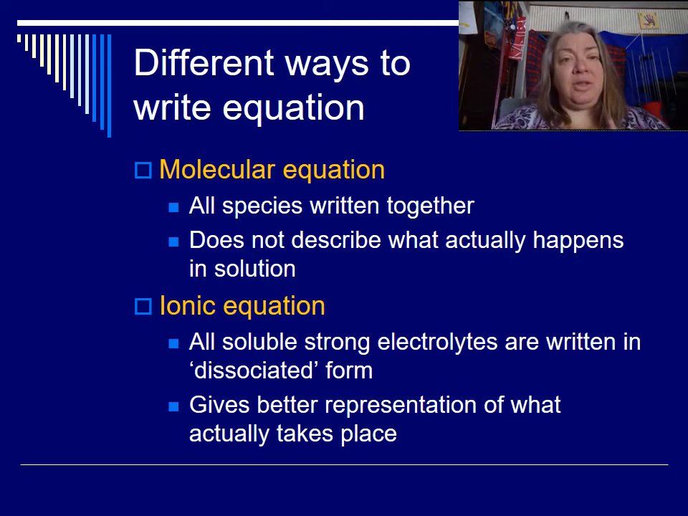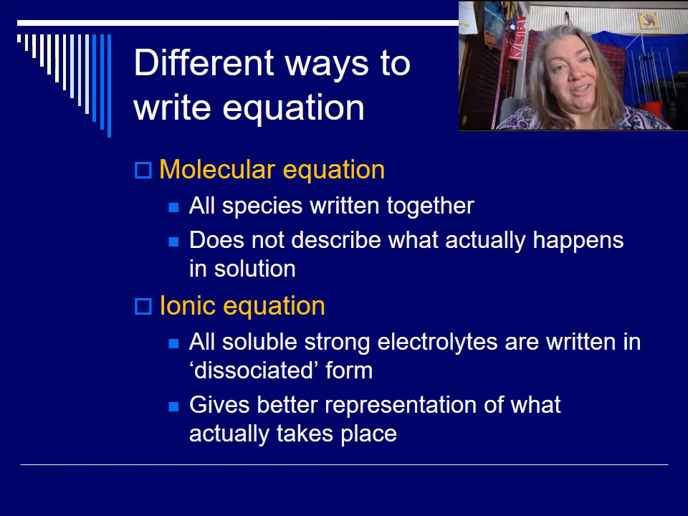So say you put sodium chloride in water, that sodium and chloride split from one another and they move independently of one another. But when we write NaCl, it doesn't really give you that sense of what's going on whenever it's actually in water. So ionic equations, anything that's a strong soluble electrolyte, we break apart. We write it in what's called the dissociated form.